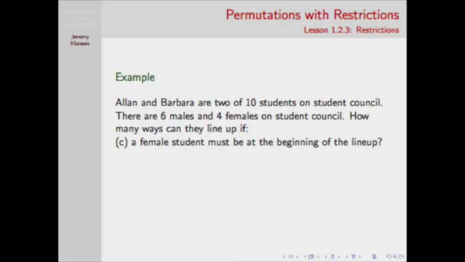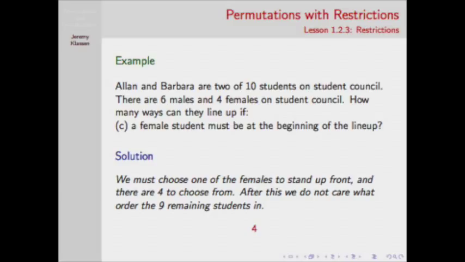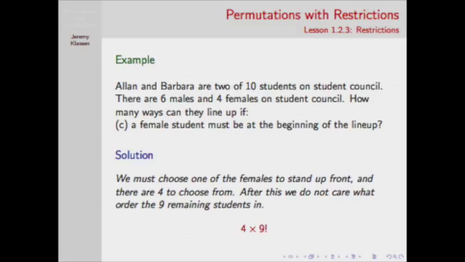Now what if the question simply asks that a female student must be at the beginning of the lineup? Notice in this question that they're not referring to a specific female, just any female. And since there are 4 to choose from, we'll start with the number 4. After that decision is made, we really don't care what order the rest of the students line up in, and so we'll simply multiply this by 9 factorial, the number of ways of permuting the remaining 9 students.